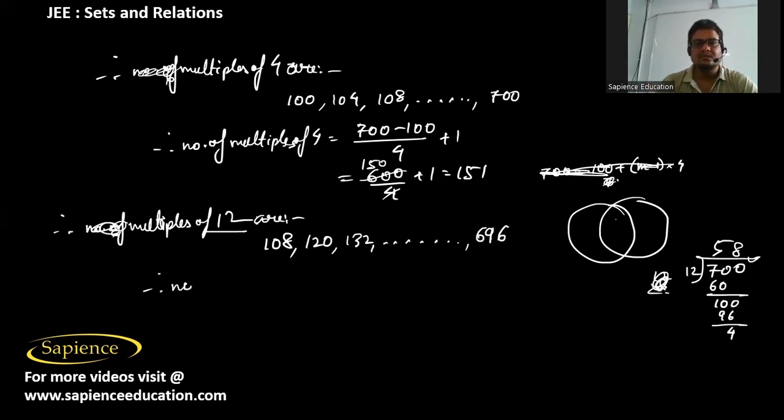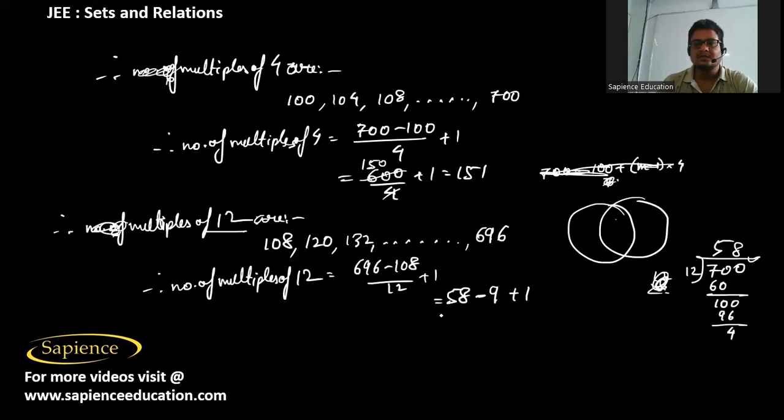So therefore the number of multiples of 12 is equal to (696 minus 108) divided by 12, plus 1. So that will be equal to 696 divided by 12, that is 58, minus 12 nines are 108 divided by 12 is 9, so 58 minus 9 plus 1, that is 50. That is equal to 50.